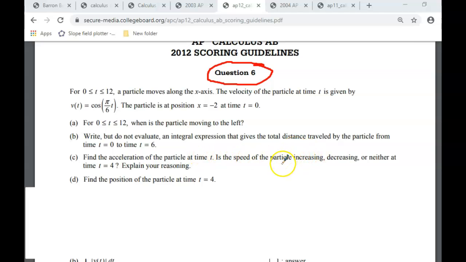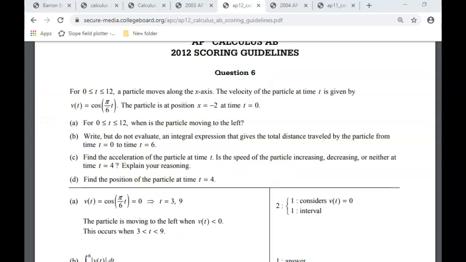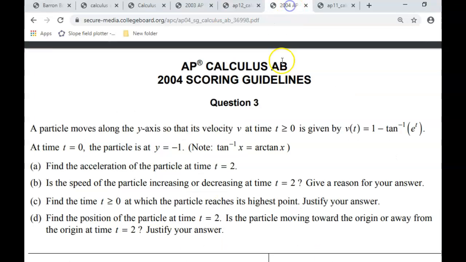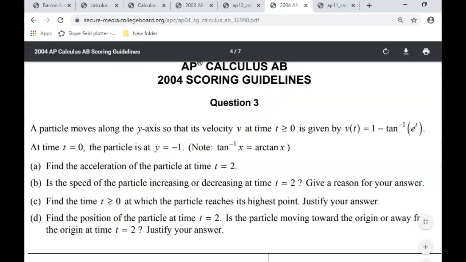Okay, so I'm going to go ahead and let you guys handle that. But it's very much like the last problem. You just can't use a calculator. You actually use your old school derivatives and all that good stuff. All right, let's move on to the next one.